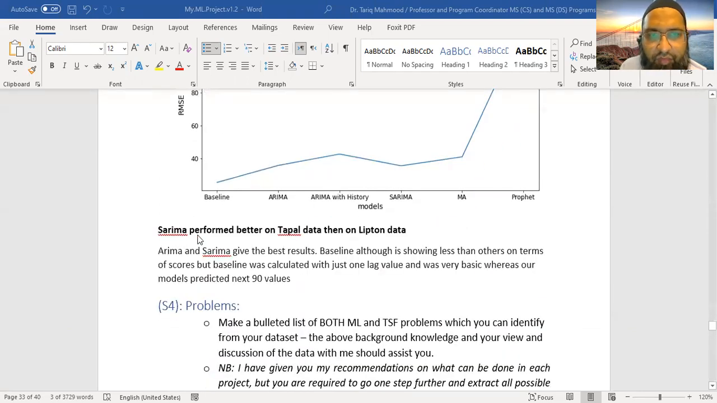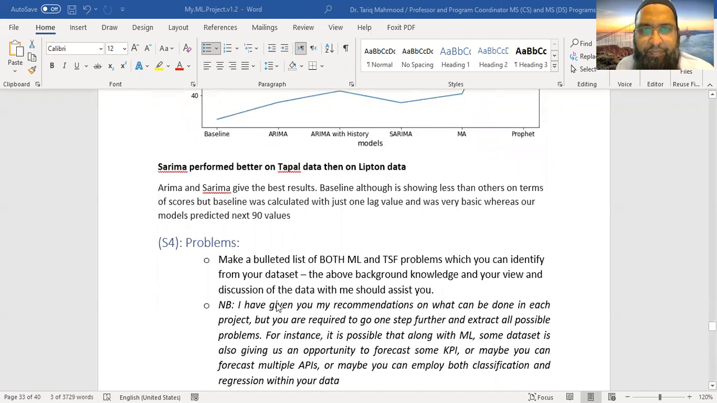So seasonal ARIMA performed better on Tapal data than on Lipton data. That is obviously justified because the pricing strategy of each brand is definitely different, as we have also seen in the histograms and the violin plots. So this just concurs with that.